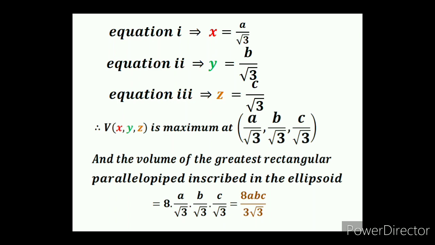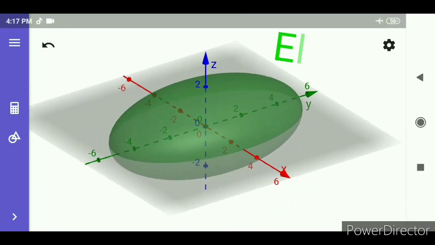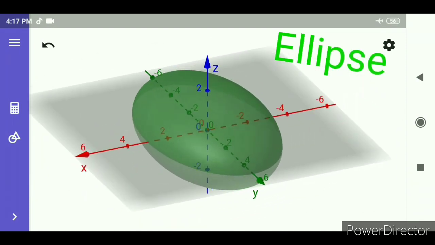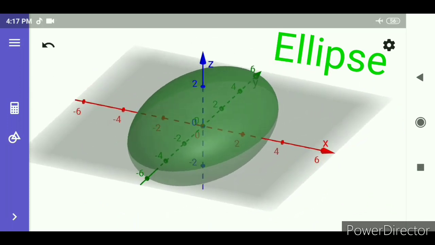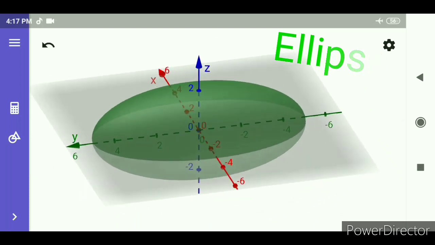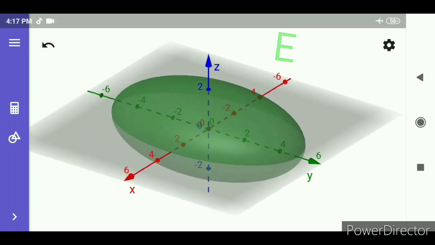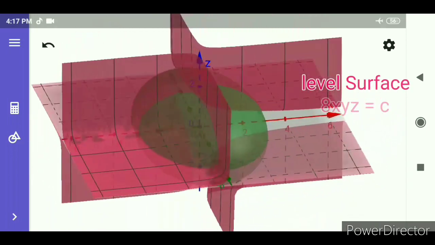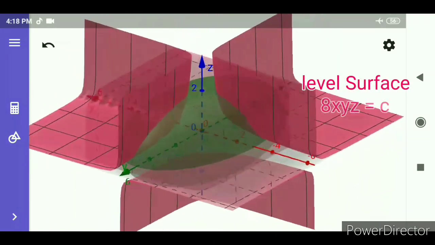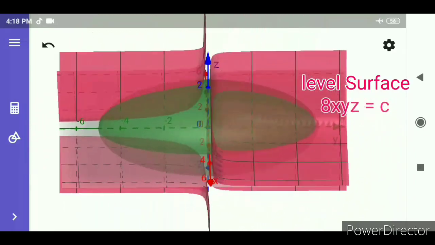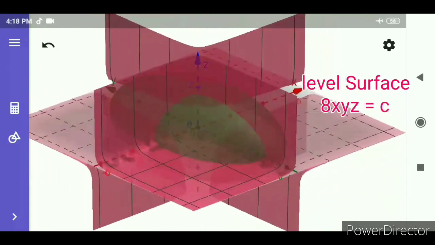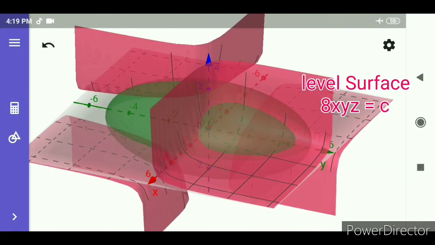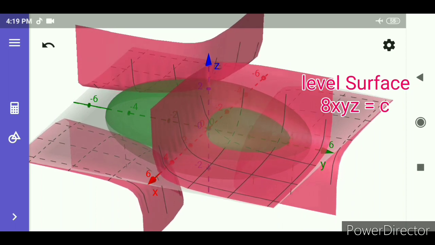Now we see more of the geometrical concept consistent with this example by using GeoGebra 3D. For instance, we take the ellipsoid x²/3² + y²/5² + z²/2² = 1. And we take the level surface 8xyz = c, where c is a parameter. For any point on this level surface, the volume of the parallelepiped is c. We consider the increasing value of c.